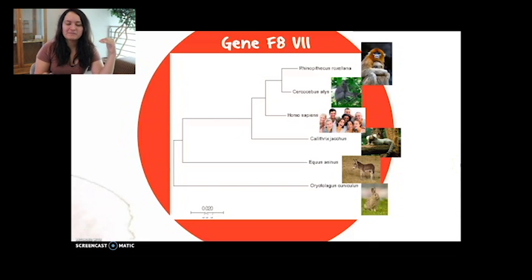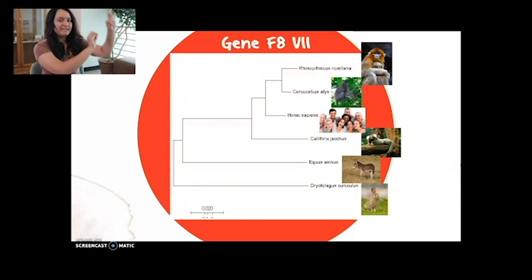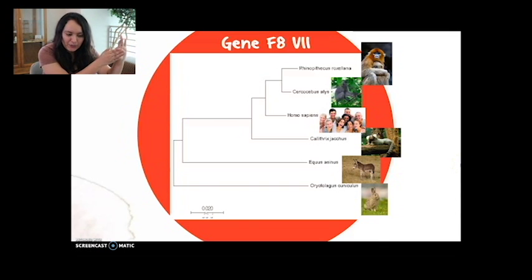This species breaks off at the very beginning of the tree, so you could see that we're not as related, but there is still an 80% similarity to humans. And those are some animals that contain the same gene for F8 that is known to cause hemophilia.